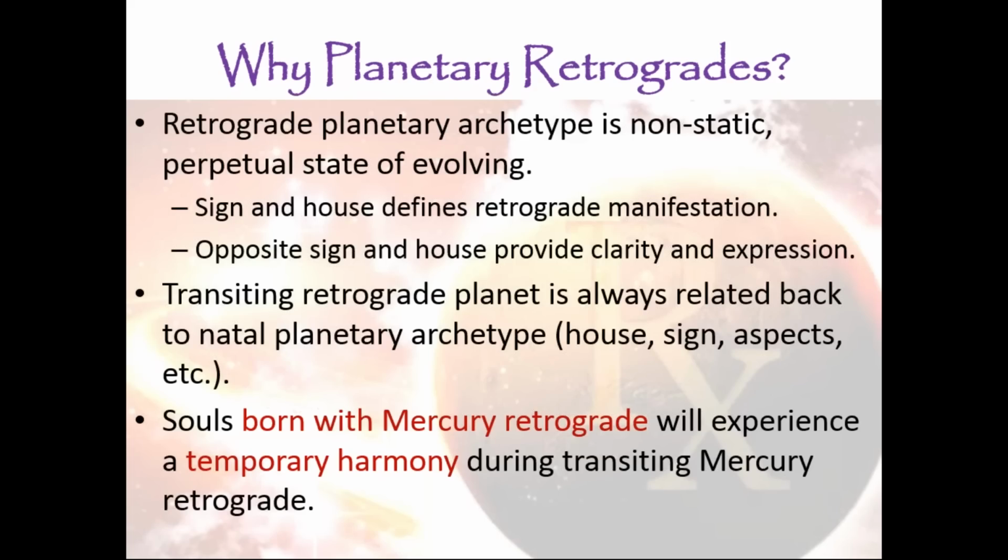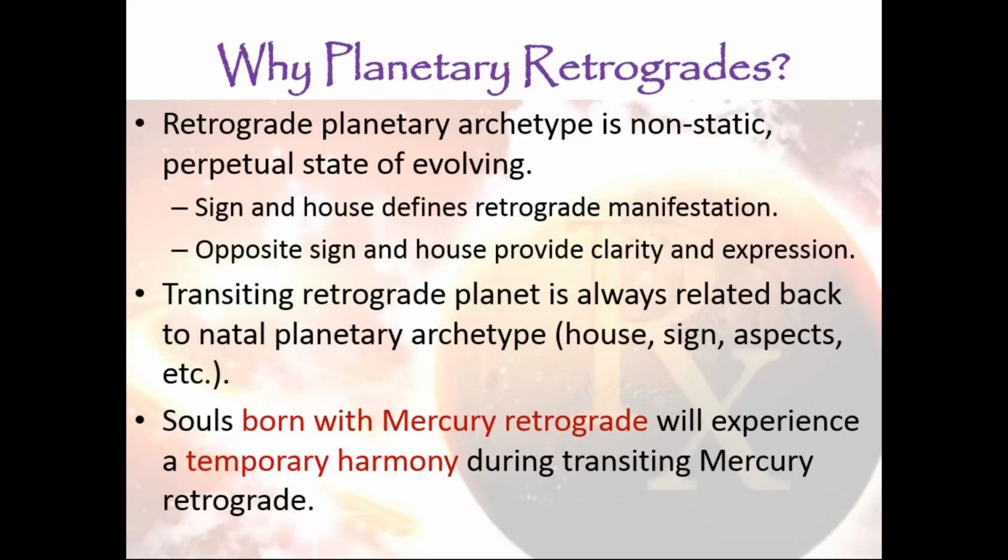And a transiting retrograde planet is always, always, always related back to the natal planetary archetype. So in regards to Mercury retrograde, where is your natal Mercury? By sign, by house? What are the aspects it's making? As transiting retrograde Mercury is trying to throw things off for you from a mental, left brain, conscious mind perspective, it's still going to be evolving your natal Mercury signature as well. Replace any other planet that goes retrograde, Mercury out through Pluto, same thing goes on.